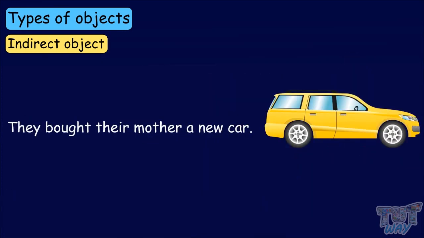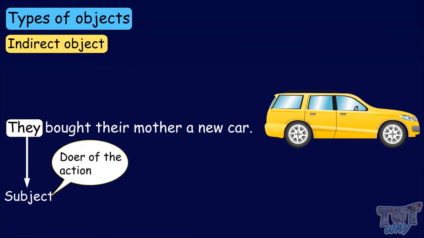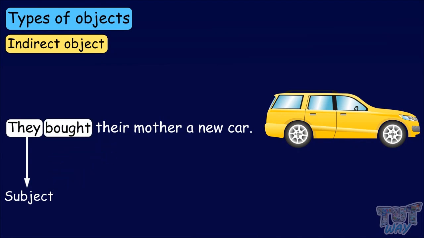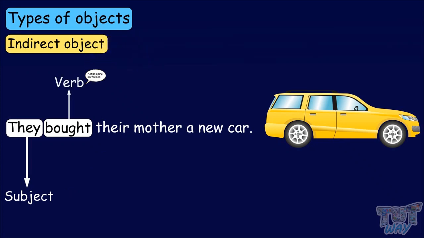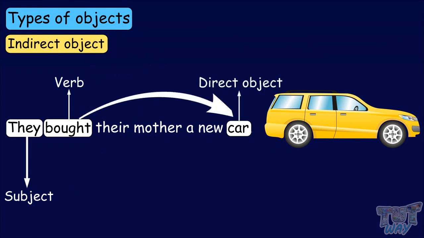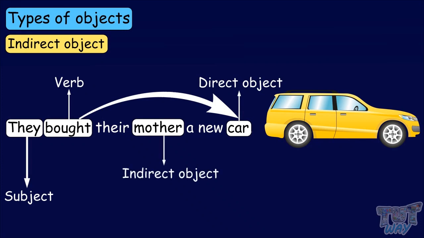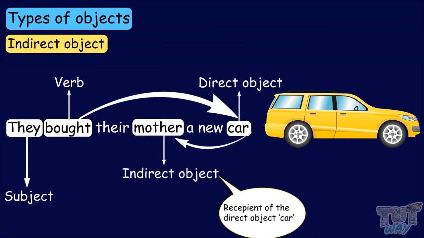They bought their mother a new car. They is the subject, that is, doer of the action. Bought is the verb, action being performed. Car is the object, that is, the action of buying is being performed on the car. Mother is the indirect object, that is, recipient of the direct object, car, is mother.